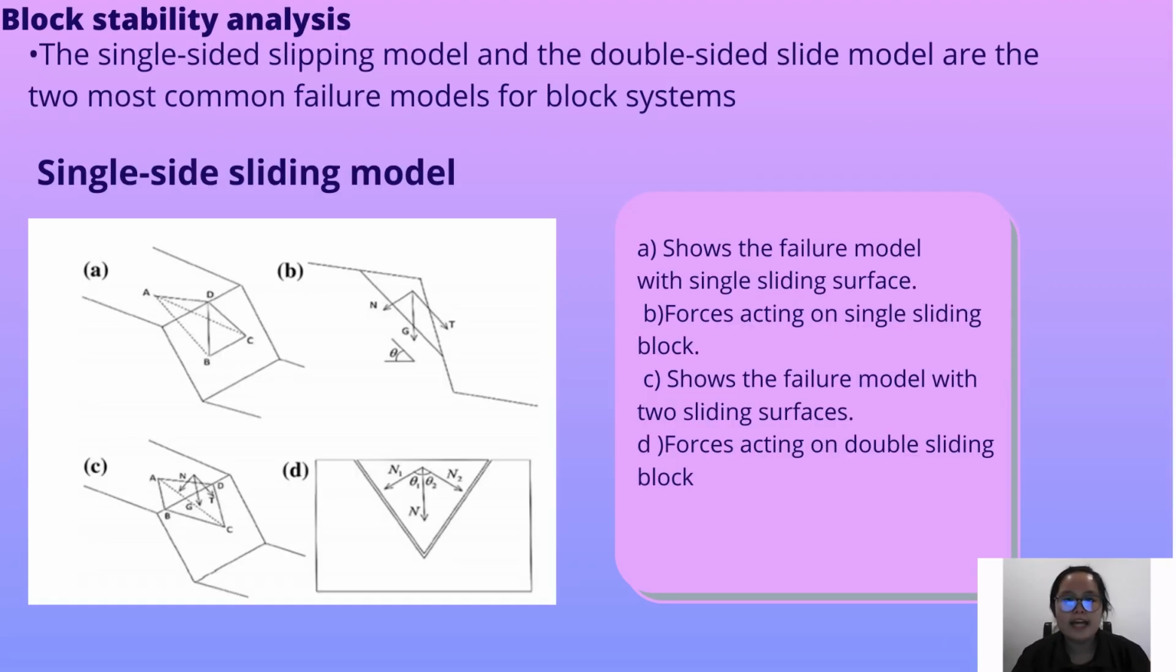Block stability analysis. The single-side sliding model and the double-side slide model are the two most common failure models for a block system. The picture is the single-side sliding model. A shows the failure model with a single sliding surface. B is a process ending in a single sliding block. C shows the failure model with two sliding surfaces. D is a process ending in a double sliding block.